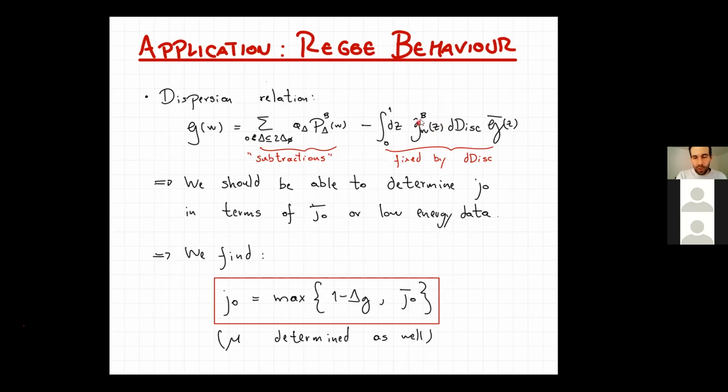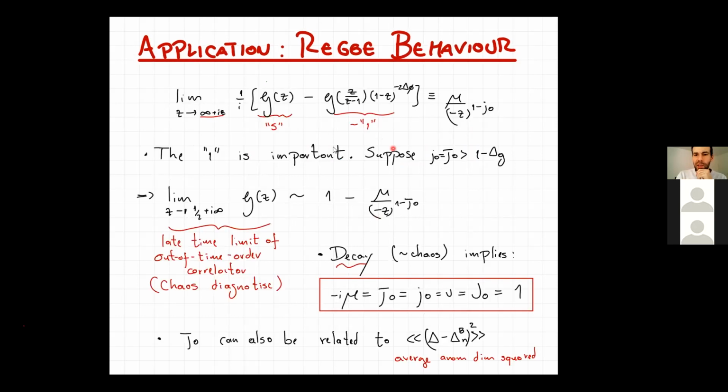I won't go through the details because it's a bit technical, but it's not too hard to show. Since we know these kernels, we can compute the Polyakov blocks, we can study their large W behavior, and we can determine what J0 is supposed to be. We find that the Regge behavior, this J0 quantity, is the maximum of either 1 minus the gap or J bar 0. And you can also compute what mu is. You can also find bounds on various quantities that I will not discuss. So this is a simple application of the dispersion relation.